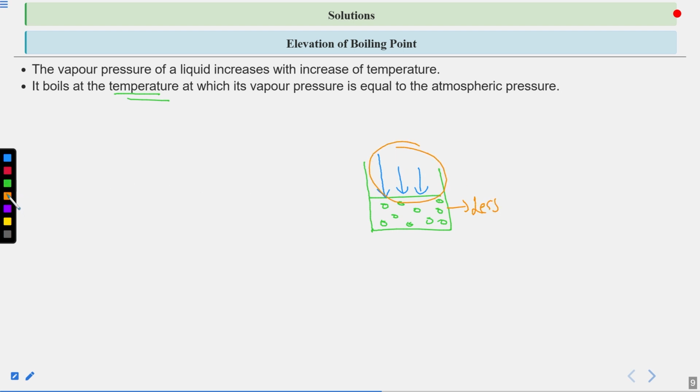But when you start heating this, what will happen? These molecules will gain kinetic energy. Their kinetic energy will increase to an extent where they will apply more pressure than the atmospheric pressure. At this point your liquid starts converting into vapor, and it is called the boiling point. I hope you are getting the picture of this boiling point. If you are clear about this, then you can clearly understand the reason behind elevation in the boiling point.